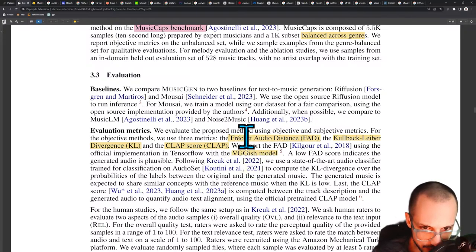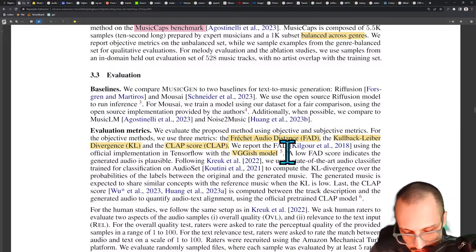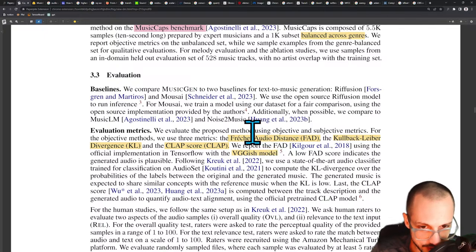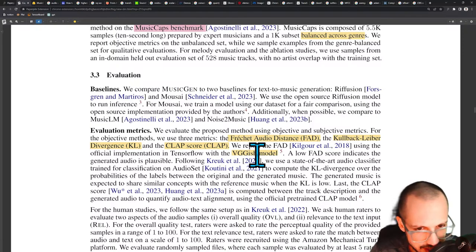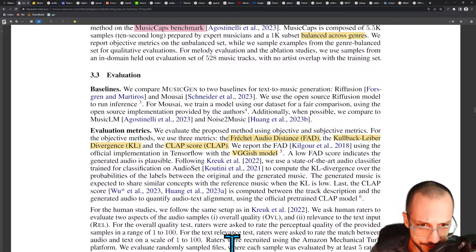So I don't like these metrics. I don't like these distance metrics based on very ancient models. There's one that they use in images all the time too, using the Inception model, and I cringe every time I see it, because distance in that embedding space, especially the embedding space of Inception models or these old VGG models, isn't necessarily semantically meaningful, I guess is why I don't like it. A low FAD score indicates the generated audio is plausible.